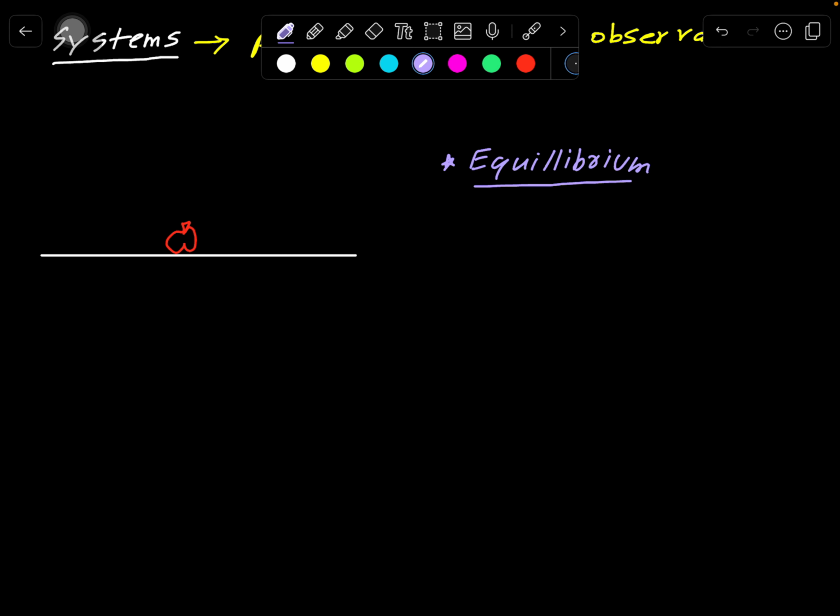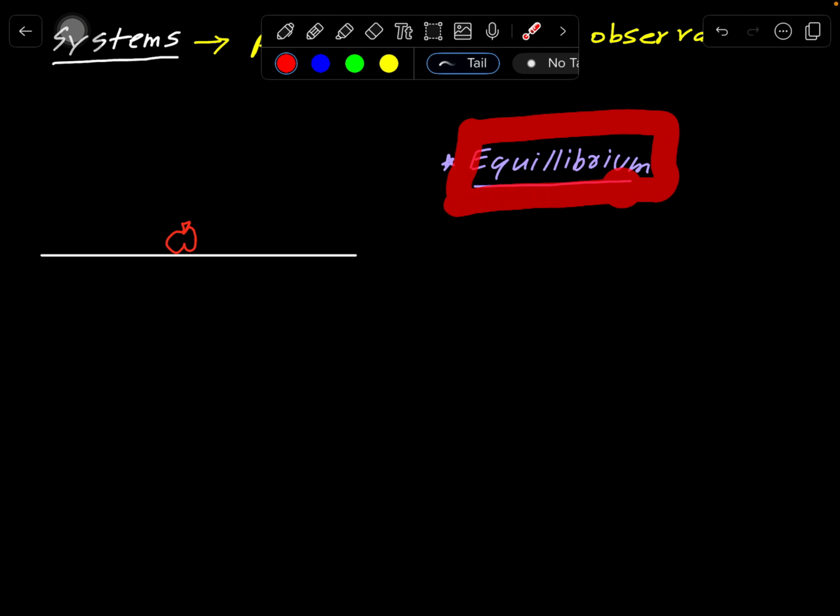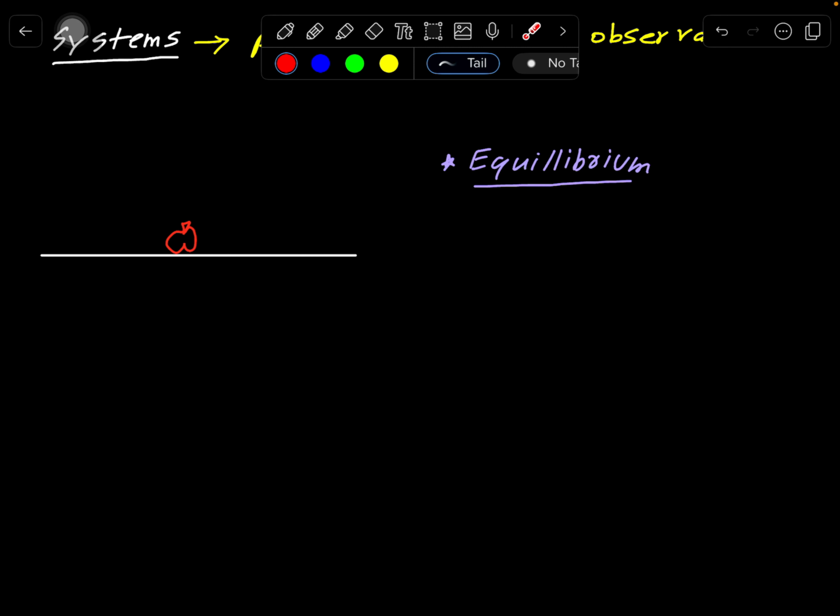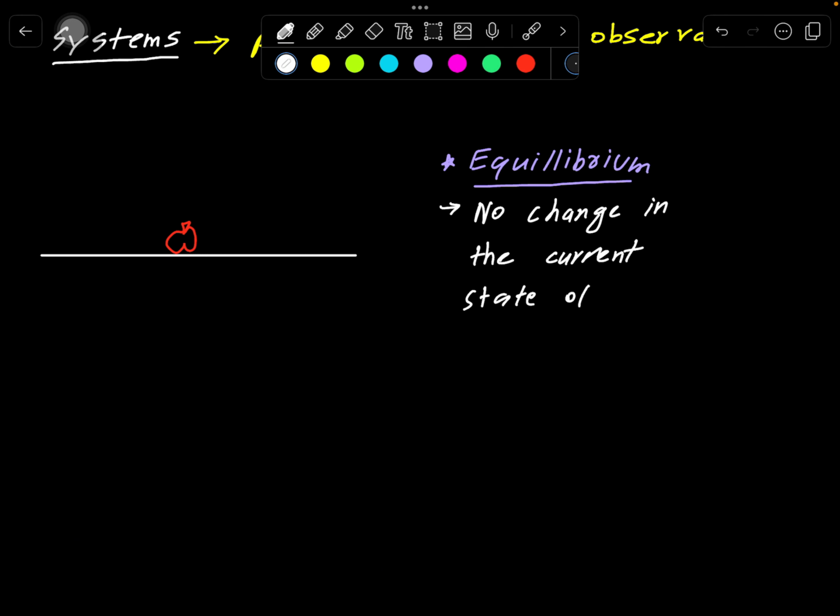It was sitting on a table, stationary, but you could provide it a little push and it would start rolling down the table. Okay, so what is equilibrium? Equilibrium is when something stays in its current state, and nothing happens and nothing changes. Okay, equilibrium could also be referred to as no change in the current state.